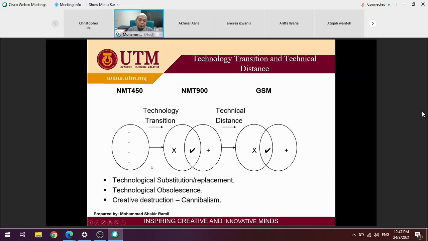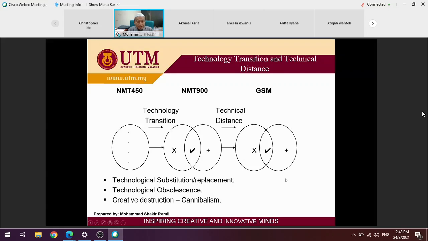If you have the older generation, NMT 450, you can only call into Scandinavia, and this can only be used in Europe. GSM has increased the satisfaction of the customer. Of course, the price has changed, but the benefits or the utility has increased.